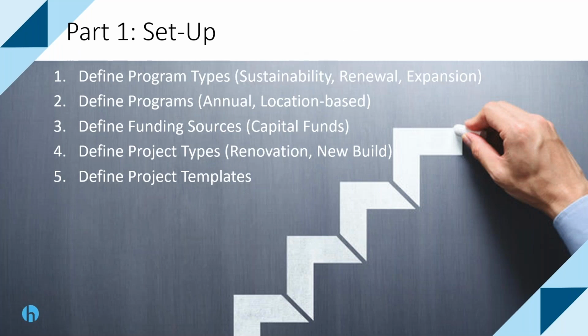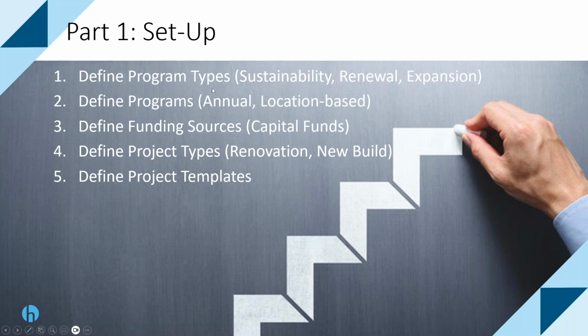So let's talk about the steps that we go through that you're all going to kind of think about when you're going to use the capital budgeting and project management applications in Archibus for your capital planning processes. As I said, there's a part one, which is the setup. This is something that you do initially. You don't have to go back and do it over and over again, unless you want to update the budget numbers each year. But basically, there's 5 steps here that you want to kind of consider.